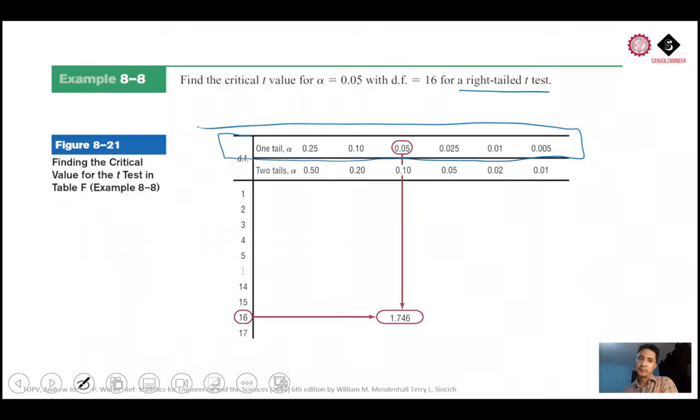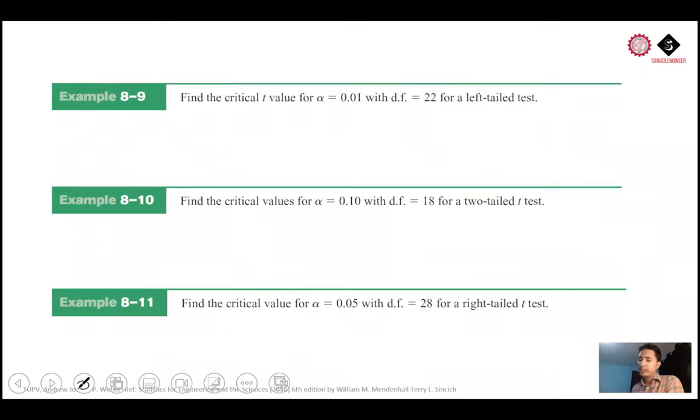we're going to use the one tail row, because it is right or left. The alpha is 0.05 and the df is 16, then we intersect in order to find the t value. That is 1.746. Okay, more examples. Find the critical t value for alpha of 0.01, df 22, for a left-tailed test.